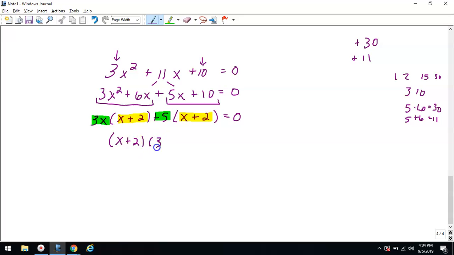So in factored form, it's going to be this. Then I just solve it the same way. To make this 0, x sub 1 is going to be negative 2. This is a little bit harder. I actually need to solve 3x plus 5 equals 0, so 3x equals negative 5. Some of you can do this in your head, but I'll just do it out. Negative 5/3, so x sub 2 is going to be negative 5/3.